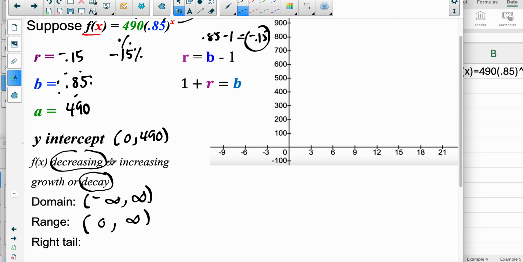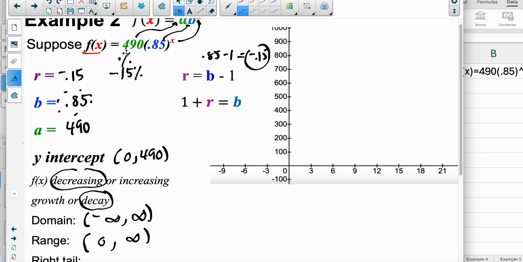Now, let's just sketch a little bit here. If I know my initial amount is 490, I know it goes through here, the point (0, 490). And because I know it's a decaying function, I know that it's going to start big and then get smaller like this.